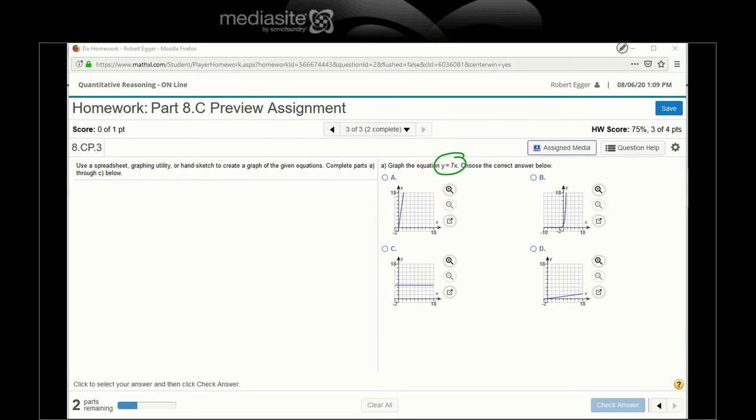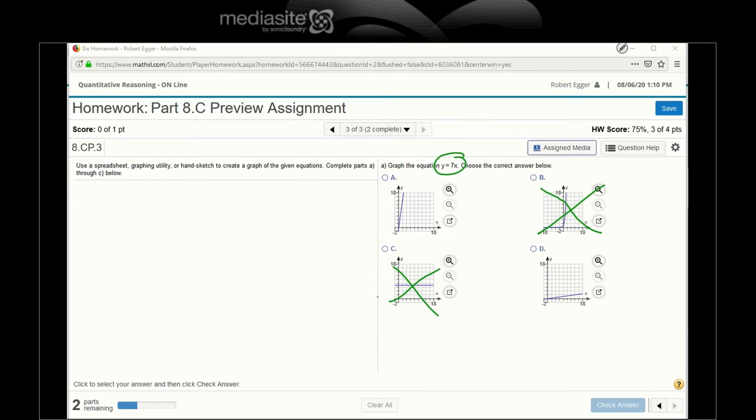This is something different. Y equals 7x. Okay. First of all, it tells me it's linear. So I have a linear equation, which means I can immediately rule out this guy. Okay. I have a slope, so I know it's going to be a rise over run. There's no rise over run here.